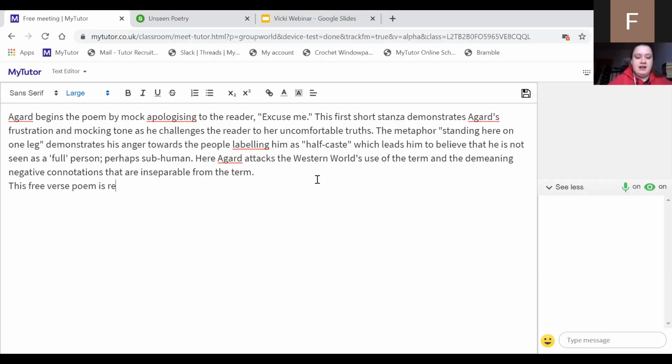because I think this is a really nice one to use. This free verse poem is regularly interrupted by the refrain. So I'm just going to show you how to get in more than one line and signify it.